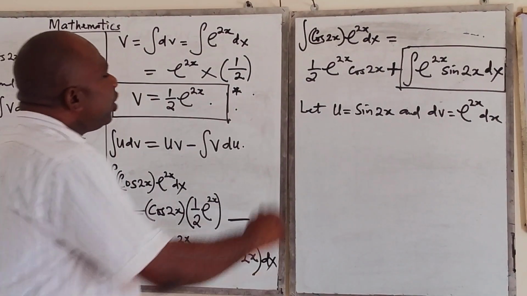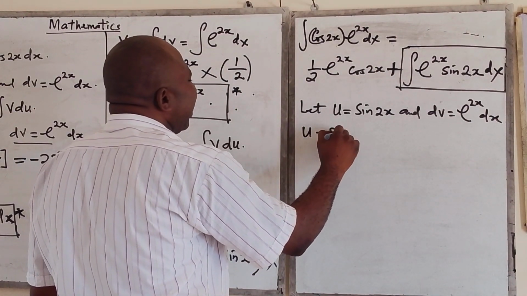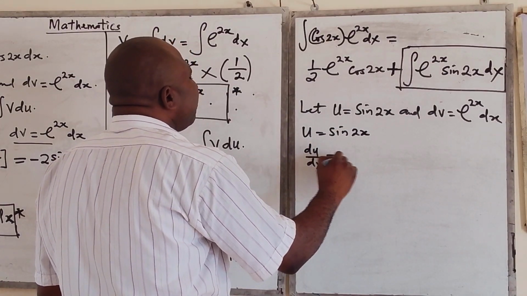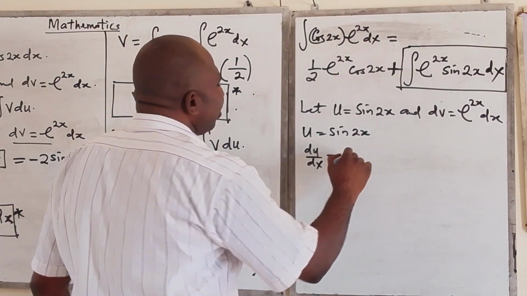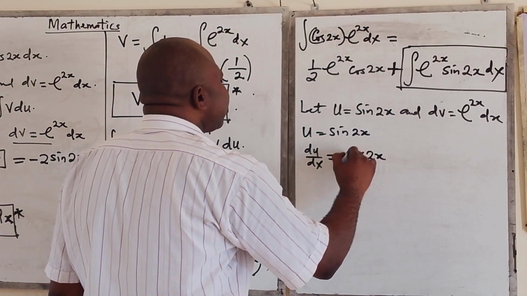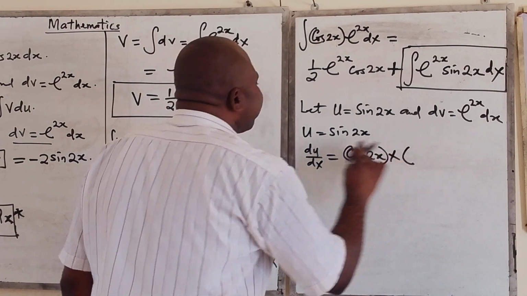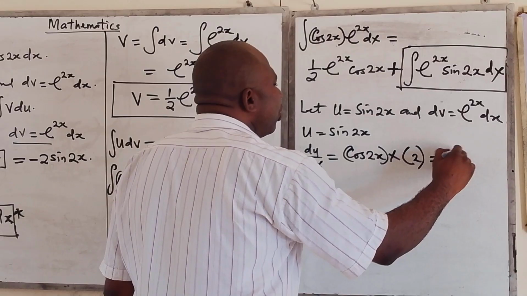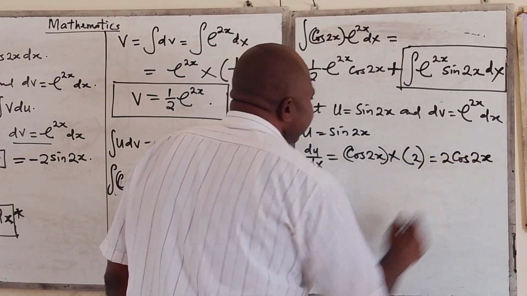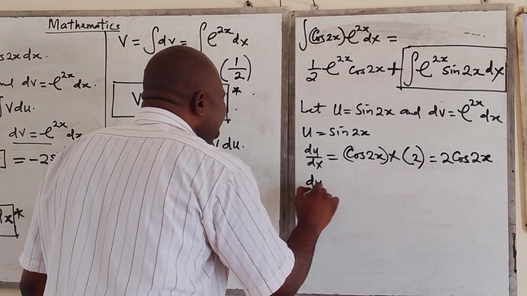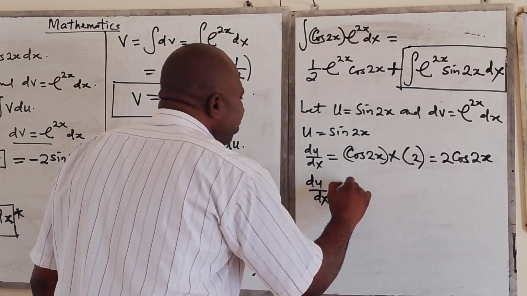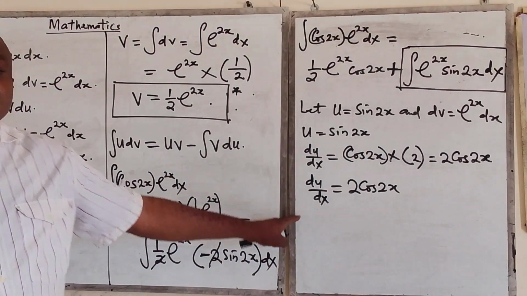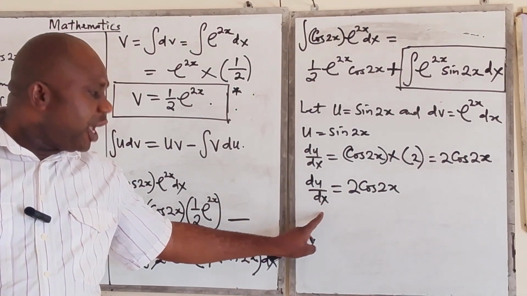Now, if u is equal to sine 2x, du all over dx, when you differentiate sine 2x, gives cos 2x. Then you multiply it by the derivative of the function 2x, which is 2. So it means that du all over dx is equal to 2 cos 2x. Yes, that's the value of our du all over dx.